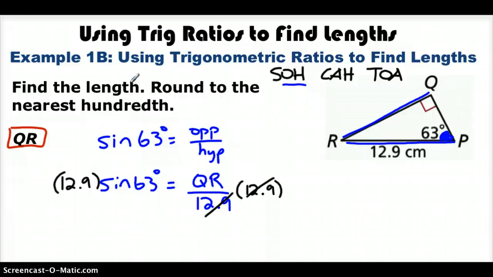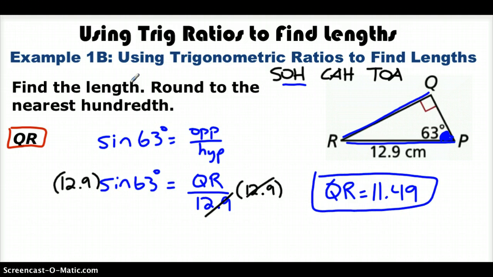So I'm going to say that QR equals 11.49. And we can look at that. You see how it's just a little bit less than the hypotenuse? Remember, the hypotenuse is always going to be the longest, so that seems like a pretty feasible answer.